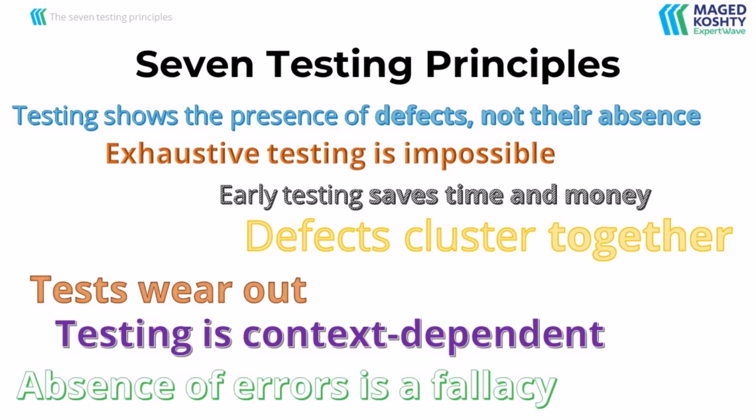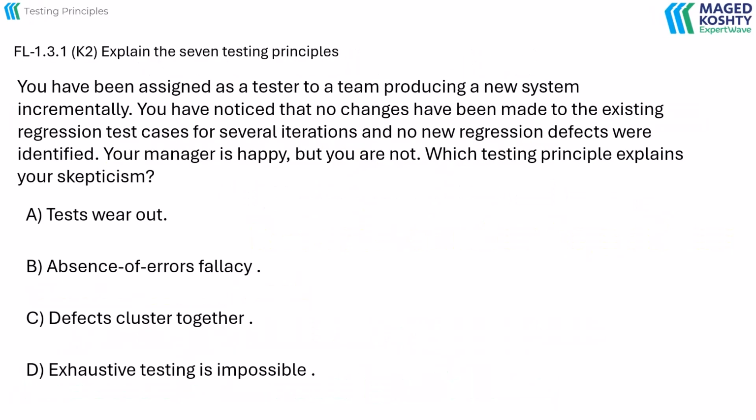Usually, they will give you a situation and ask which principle this situation represents or which principle was not followed in this situation. First question, you have been assigned as a tester to a team producing a new system incrementally. You have noticed that no changes have been made to the existing regression test cases for several iterations, and no new regression defects were identified. Your manager is happy, but you are not. Which testing principle explains your skepticism?